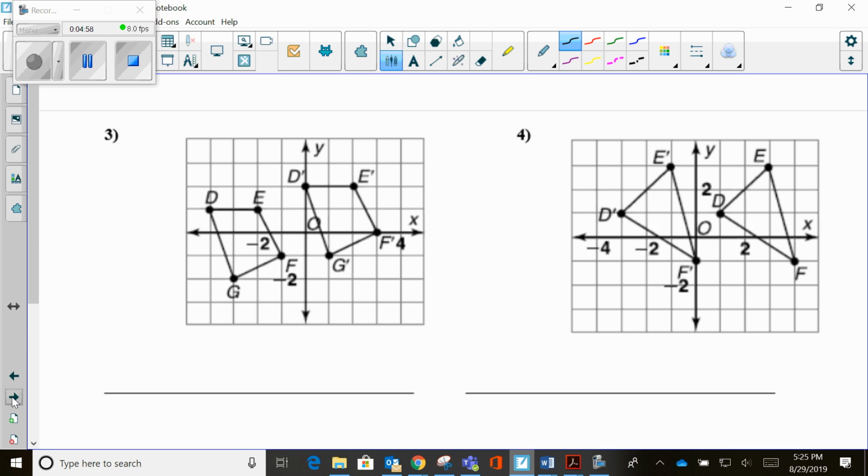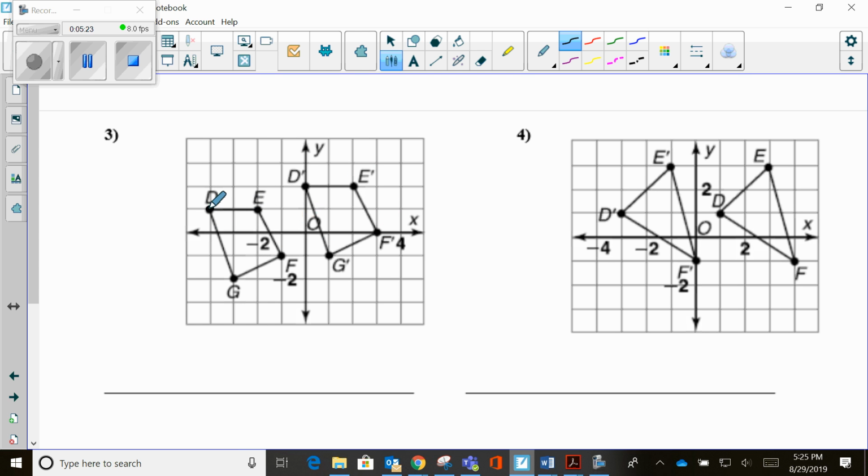Next, we are going to look at what if they give us the two images, but we have to write the rules. So in this case, the hardest thing to do is to figure out which one is my object and which one is my image. So if I look at the letters D, E, F, G, or I have D prime, E prime, F prime, and G prime. Prime is always the image, so this is my original.